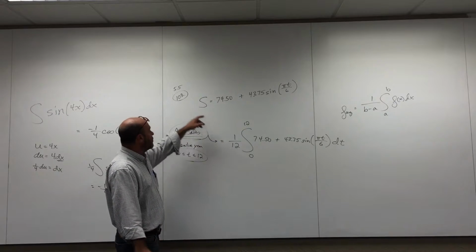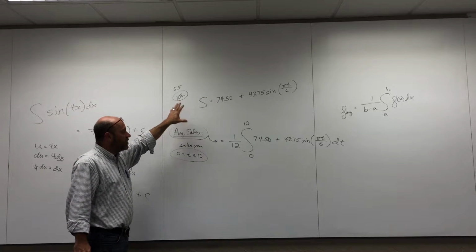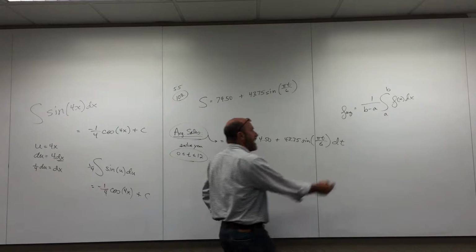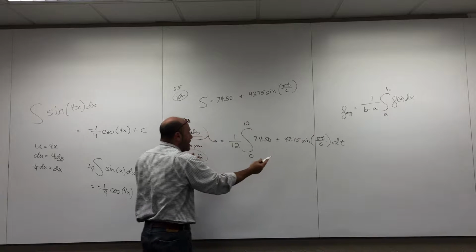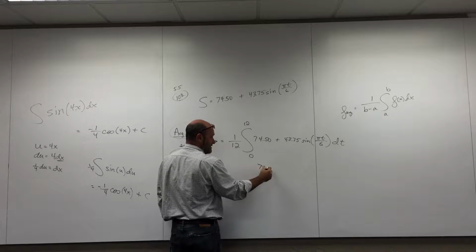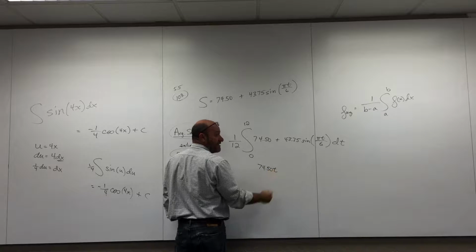Yeah, so I found this problem in the book, 103 out of 5.5. It's a good little problem. The average sales of this function. I'm using this f average formula here, and here we go. How do you integrate a 7450? 7450 t. Yeah, that's how you do it.